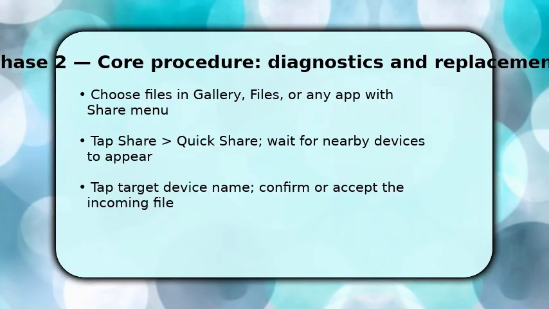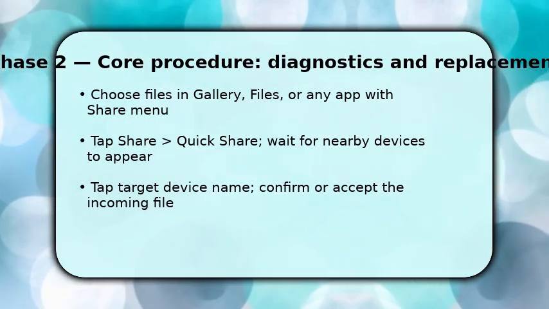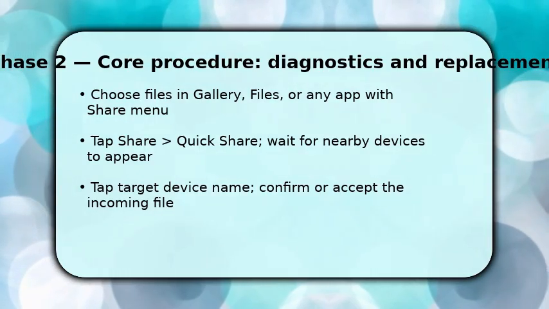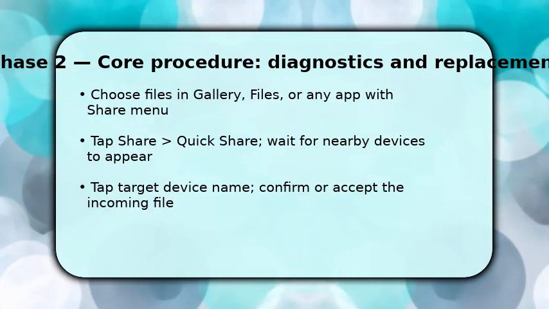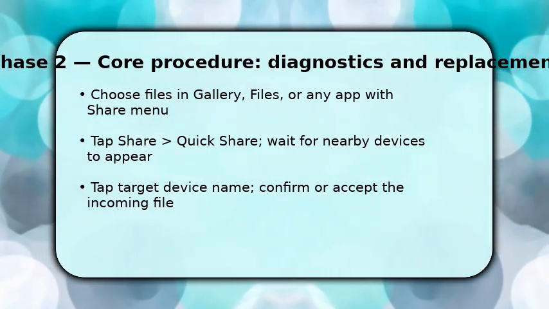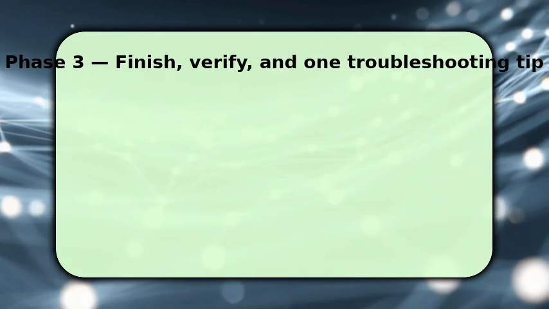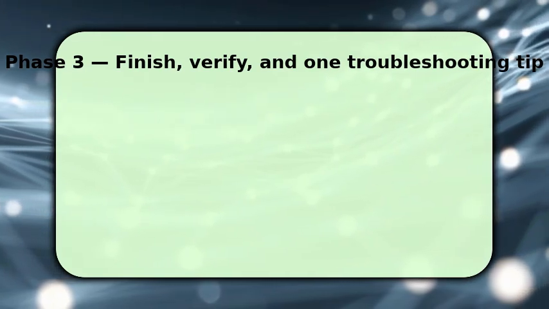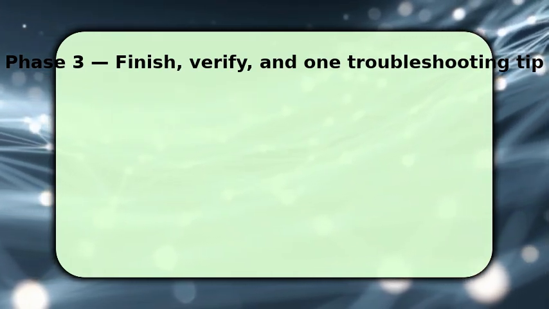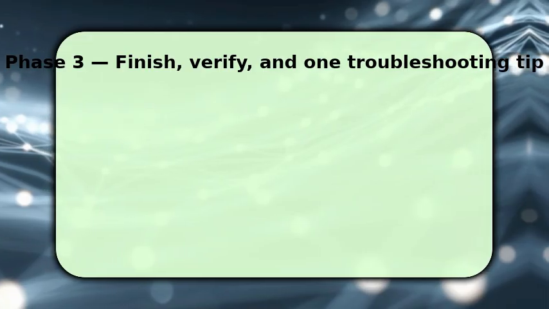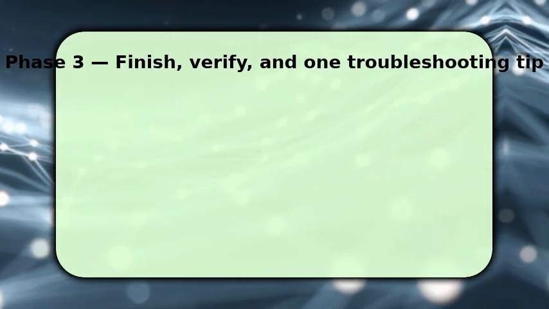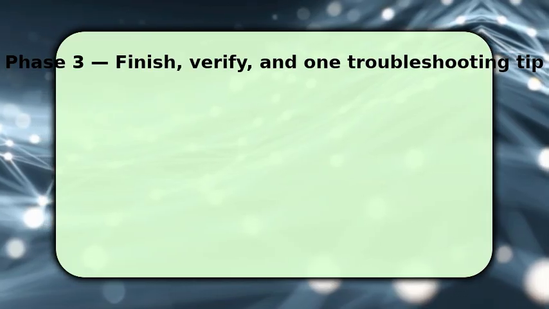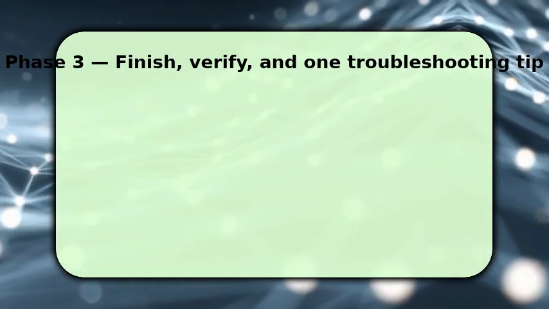This direct method avoids uploads to the cloud, so transfers are faster and private, ideal for large files or quick handoffs. You finish by watching the progress indicator until it hits 100%, then check the notification or the recipient's gallery/files to confirm receipt. If the transfer stalls, first toggle Wi-Fi and Bluetooth off and on, then restart Quick Share. This often clears discovery glitches.